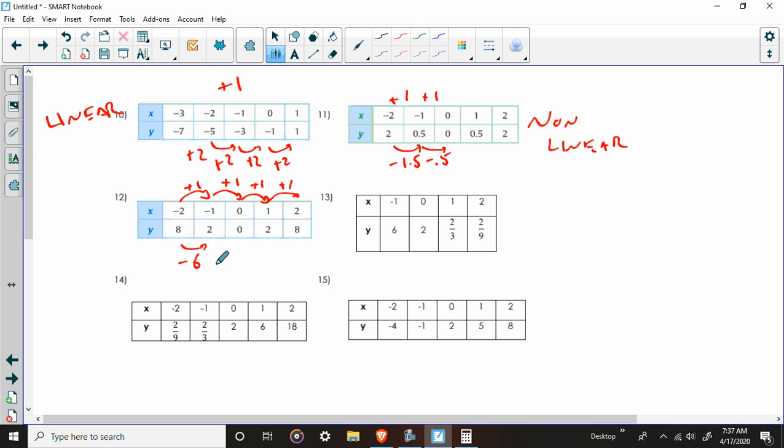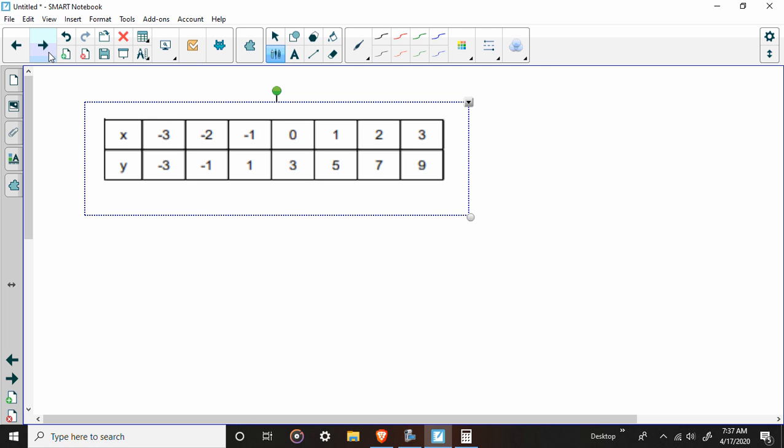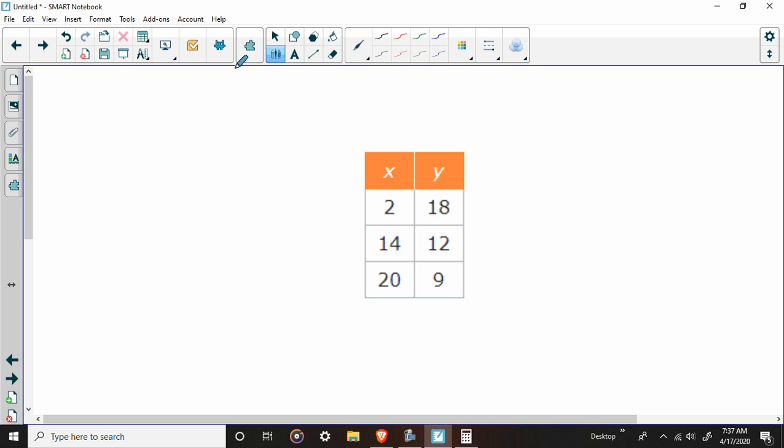This is what? Down 6. Right? This is down 2. And then you can stop there. But so this is going to be non-linear. Okay, so something like this.